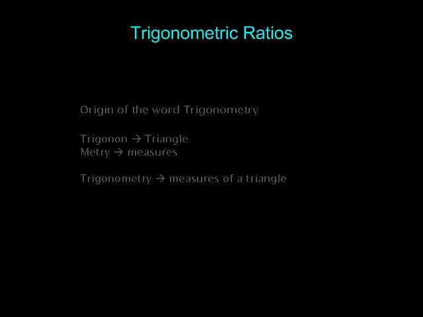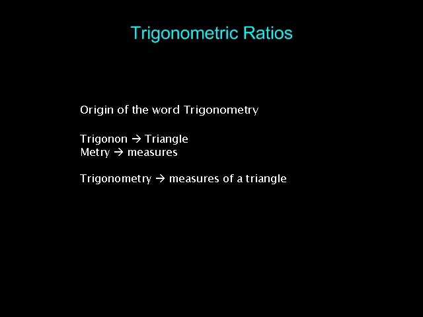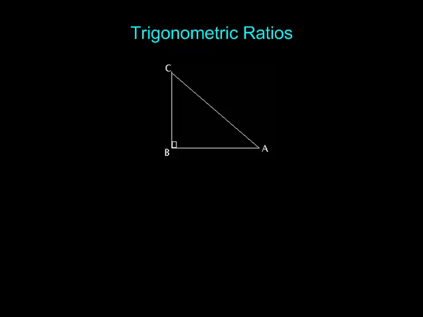Trigonometric ratios. Dear friends, the word trigonometry is formed from two Greek words. Trigonon means triangle and metry means measures. So, measures of a triangle. So first we define trigonometric ratios with the help of a triangle only.